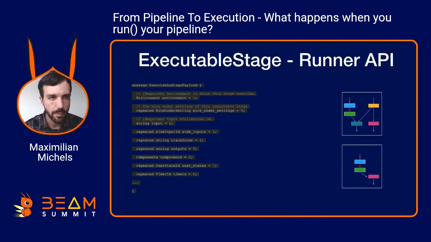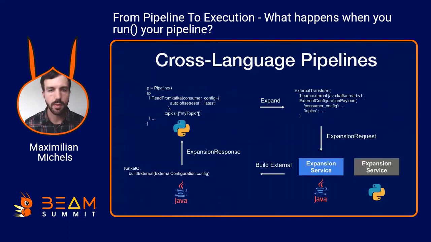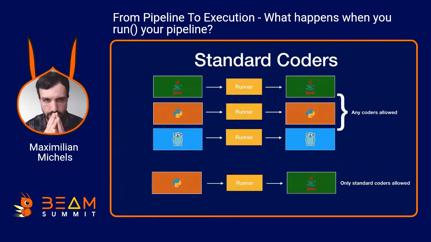How does it look in the Runner API? Well, we have the executable stage payload, and there we can see the environment, the wire coder, the input, and the transforms that are inside. We can actually have multiple transforms receiving the same input and producing outputs. So that's pretty neat. And one thing to quickly mention here is that we can have cross-language pipelines. In a Python job, we can use, for example, the Kafka consumer from Java, which is really neat.